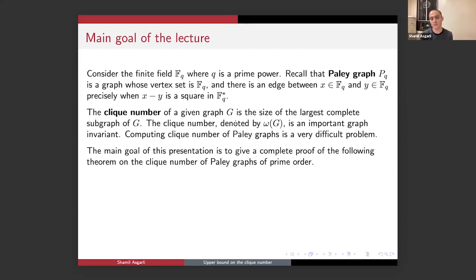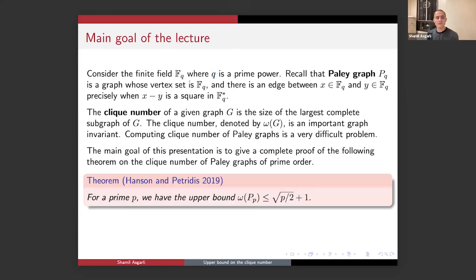on the clique number of Paley graphs of prime order. This result I'm about to show you is a breakthrough result from a few years ago. It is currently the best general upper bound on the size of the clique number when the Paley graph has prime order. Now, what does that mean? That means that the Paley graph is defined over F_p, where p is a prime number.